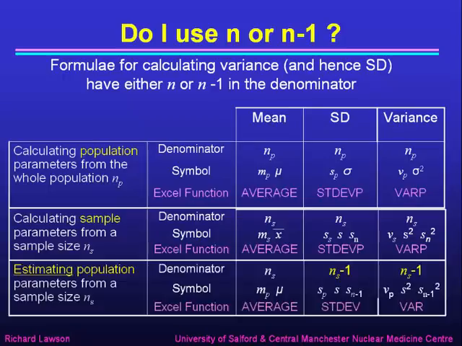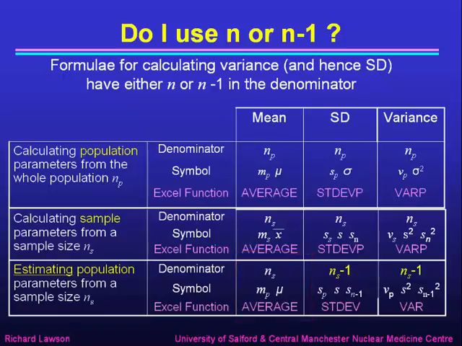The confusion comes when you want to estimate the population parameters from a sample of size Ns. So we have only the sample, but we want to get our best estimate of what the population parameters are. Well, we've already seen that the sample mean is an unbiased estimate of the population mean, so you use exactly the same formula as you would use for calculating the sample mean. The function AVERAGE calculates the sample mean, and it is the best estimate of the population mean, which I've called Mp, and other texts might call mu.